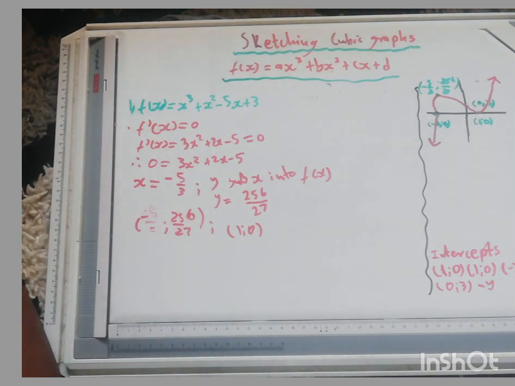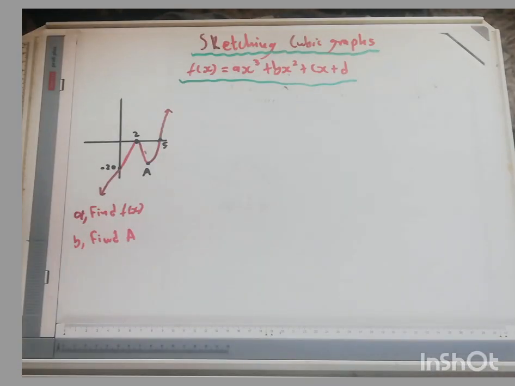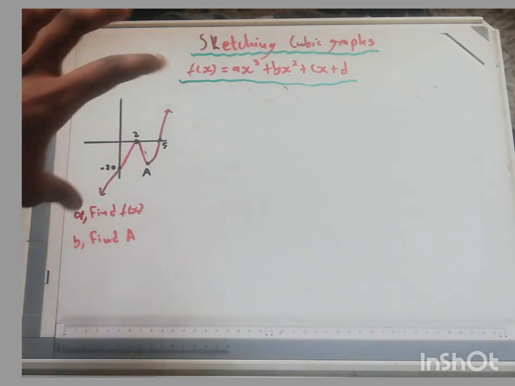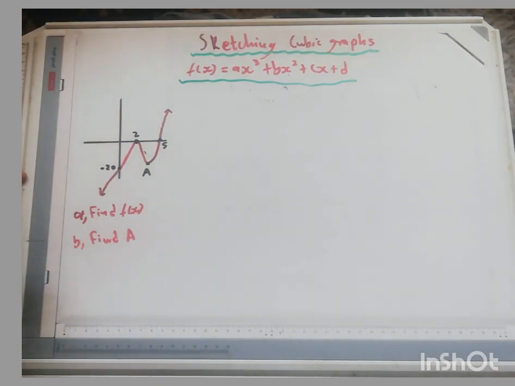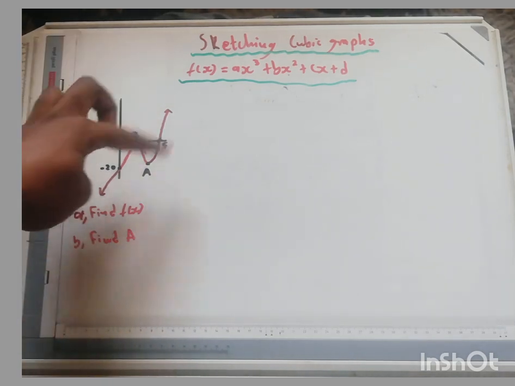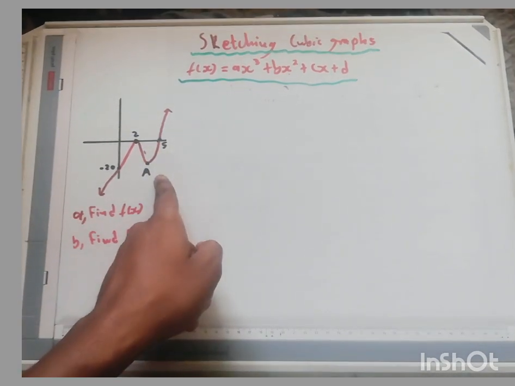Let's do another example where the graph is actually sketched for us and we have to find the values. Here's another question. We are given this cubic function and it's sketched for us. What we have to do is find f of x, meaning the equation of this graph, and also find point A.